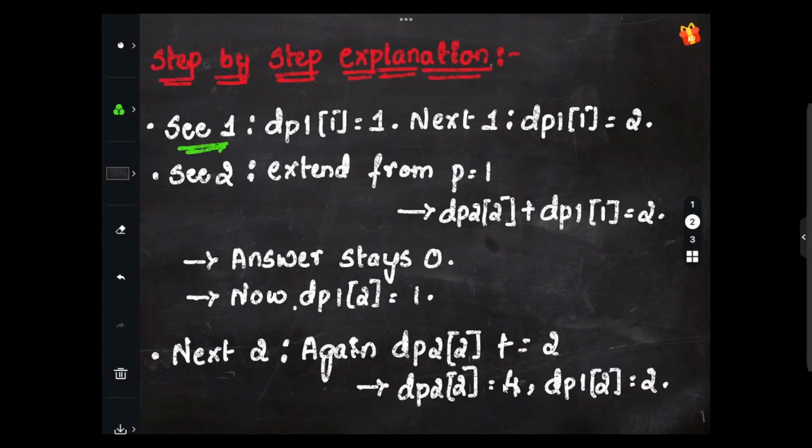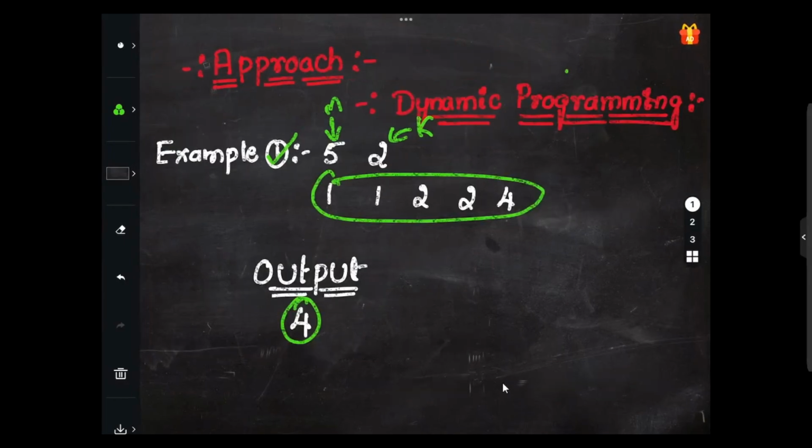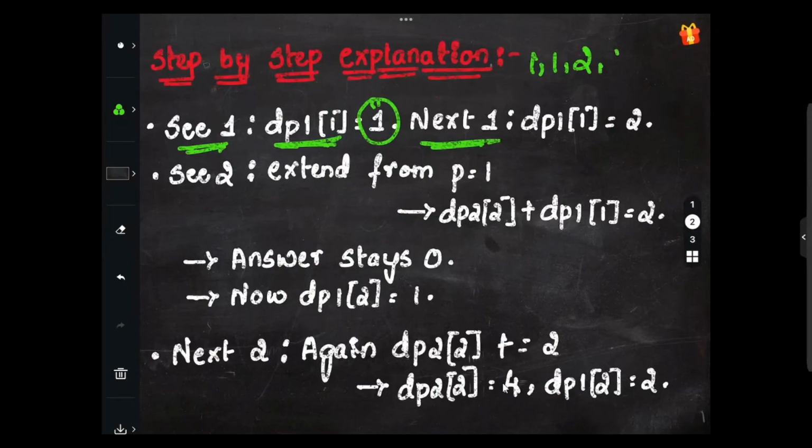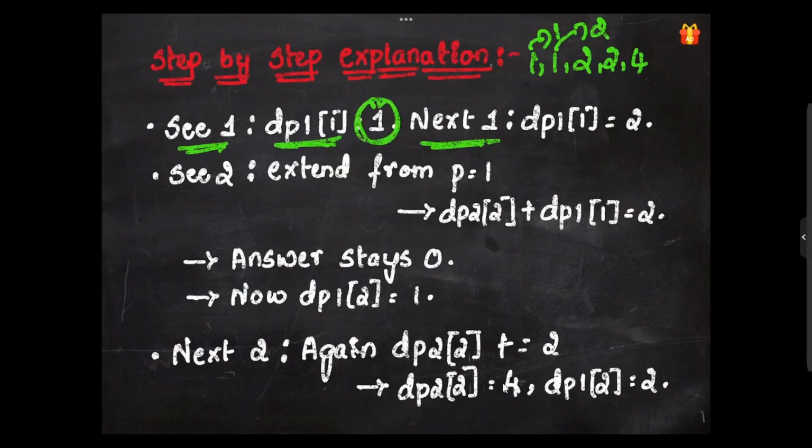Basically, when I say we'll see 1, we'll be going with dp1 of 1. dp1 of 1 is initially initialized with the value 1, and next one will be this one. So we have input 1 1 2 2 4, right? So we'll be going with 2 2 4 here. This one we have initialized with 1, and dp1 of 1 will again be going with the value 2. So we are done with these 1 and 1, we'll be seeing 2.